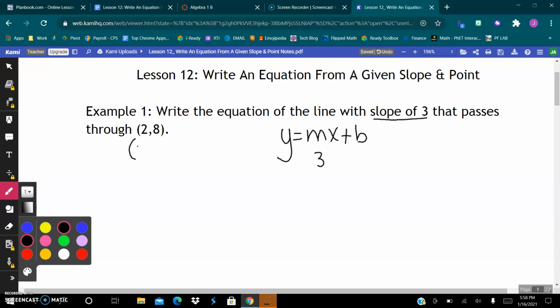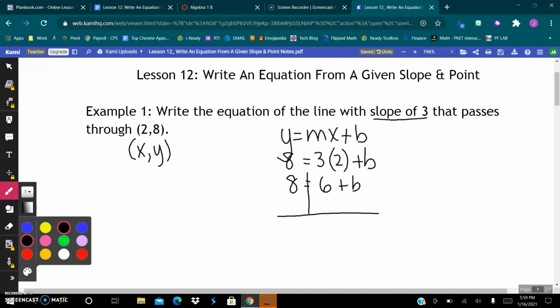And an ordered pair, remember, is x, y. So our x value is 2, and our y value is 8. And we do not know what the b value is, which is our y-intercept, and that's what we have to figure out. So I'm going to simplify. I'm going to do 3 times 2, so that's 6.